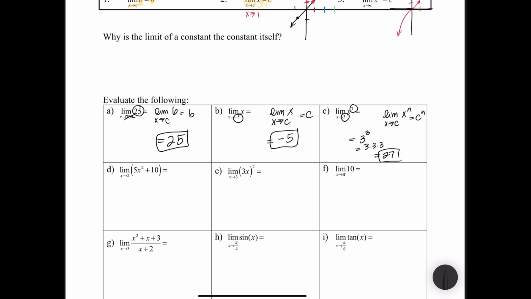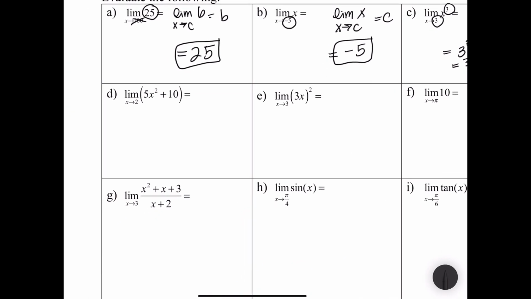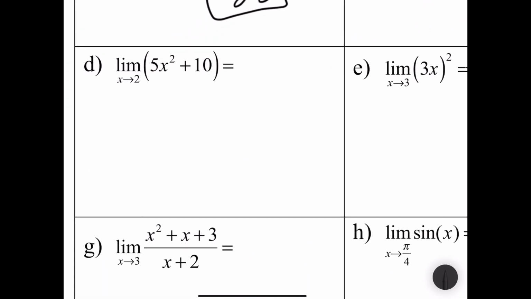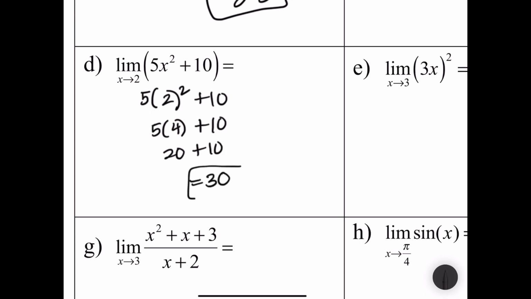Okay. Now, let's go ahead and move into some of these other functions. So I have the limit of 5x squared plus 10 as x approaches 2. All I'm going to be doing here is plugging in 2 into my x. So I'm going to say 5, instead of x squared, I have 2 squared. 2 squared I know is 4. And 5 times 4 is 20, plus 10 is 30. So my limit here is 30.